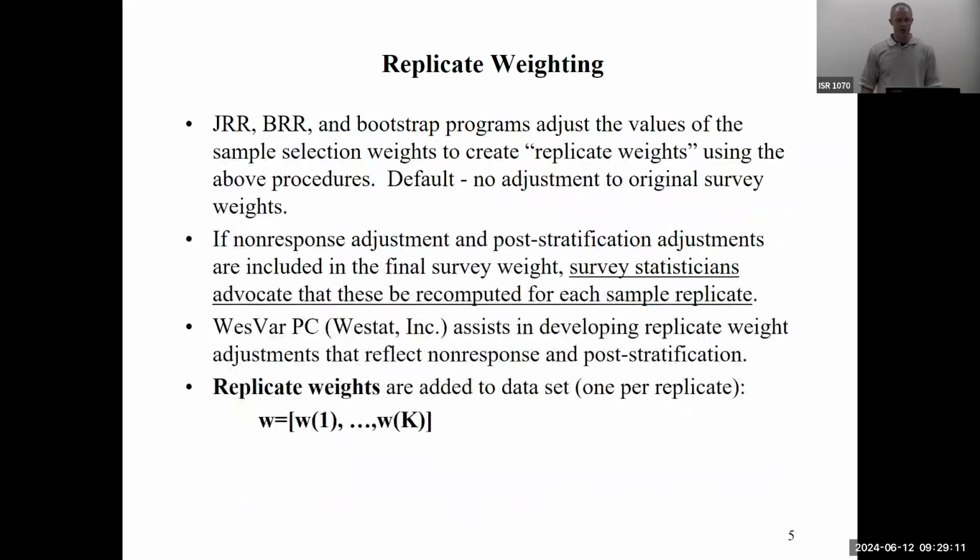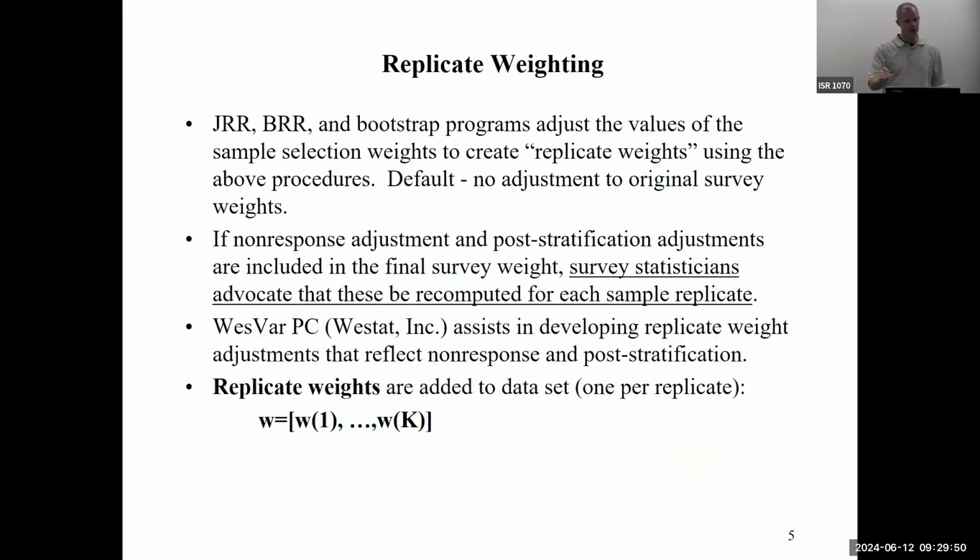Now, by default, all the programs that we're going to talk about, Jackknife, Balanced Repeated Replication, Bootstrap software, they adjust the values of the sample selection weights based on the way that the samples are formed. Like we said, for Balanced Repeated Replication, the weights in a given replicate sample are simply multiplied by 2 because you took out half the sample. So you're upweighting the remainder to account for the half sample that was deleted. In the Jackknife, you're just adjusting the weights in the one stratum where the one PSU was taken out to form the replicate sample. Okay? That's the default in the way that the new replicate weights are formed.